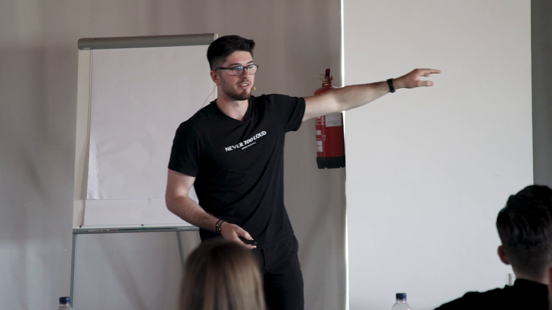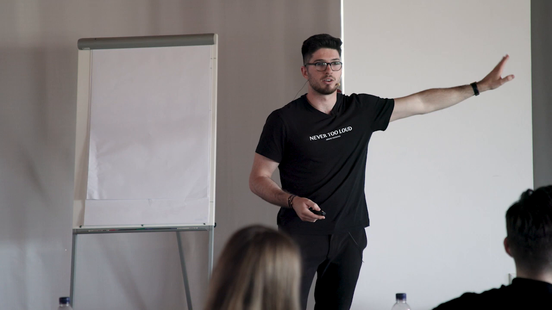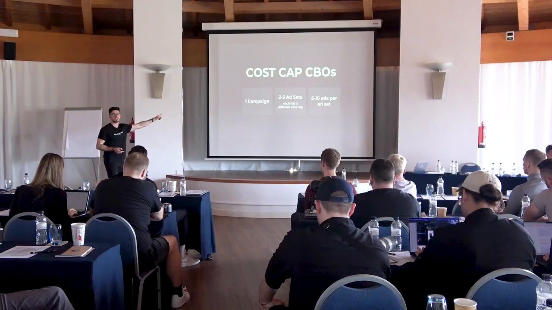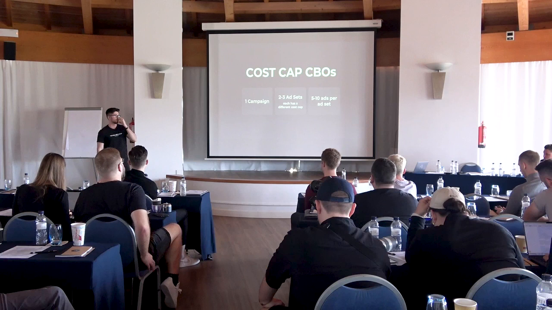You need to test cost caps before going into here. So in ABO, your testing campaign, you test what's my winning cost cap. When I'm overbidding, when I'm underbidding, 30, 40, 55. I have cost caps that are 90. And they give me CPAs of 25, 35, 45. So you just gotta test. Once you have your winning cost caps, your winning creatives, go into cost cap CBOs.